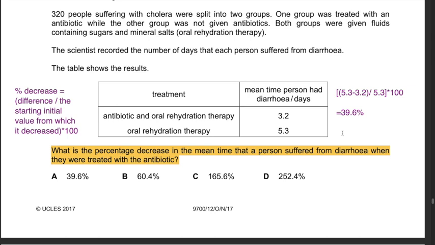So from which number did it decrease? It decreased from 5.3. So the difference, which is 5.3 minus 3.2 over the initial value, which is 5.3, that answer times 100 would give you the percentage decrease. Therefore, if you carry out the math, you get the percentage decrease as 39.6%. That means the answer is A. This question has nothing to do with biology but just applying math.